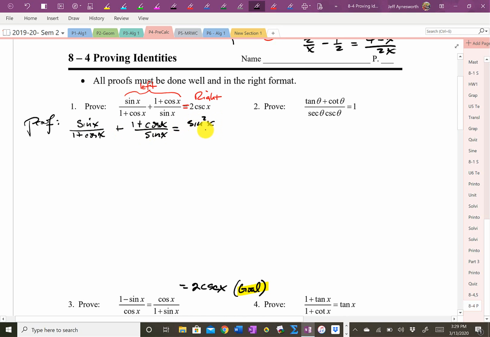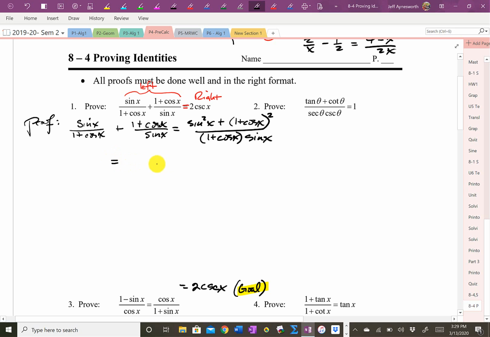And the way you write that is like this: sine squared x, plus 1 plus cosine times 1 plus cosine, which is (1 plus cosine x) squared, all divided by 1 plus cosine x times sine of x. Okay, so we got that, and somehow we got to get from here to here. We got to simplify this, so I got to square the binomial. So what is this equal to?